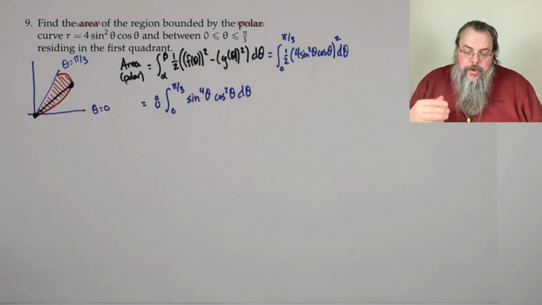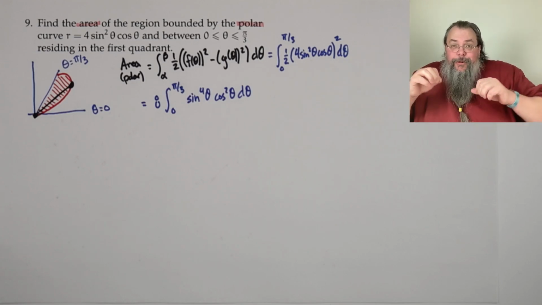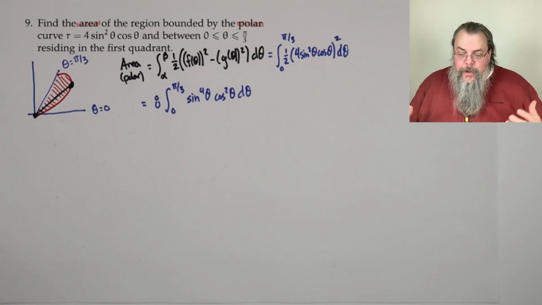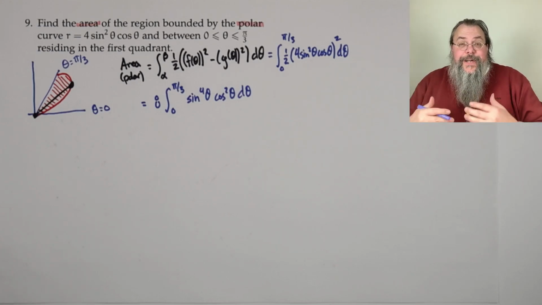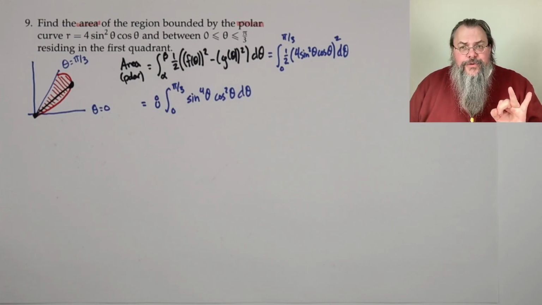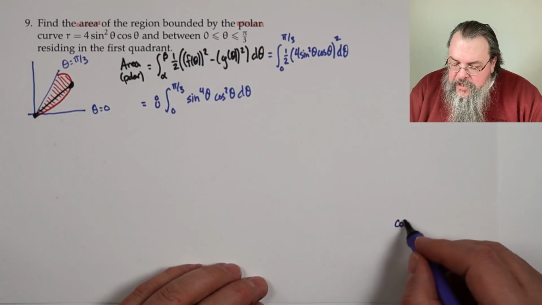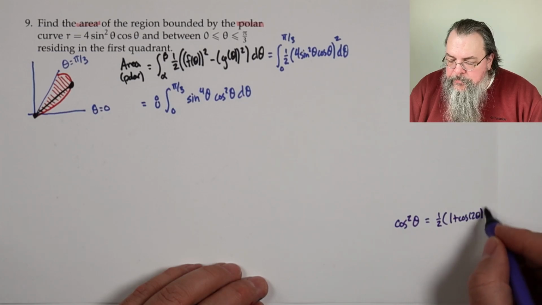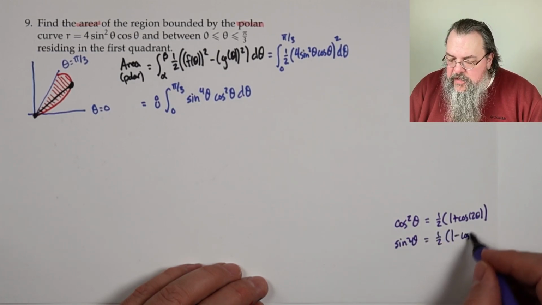What's going on? We have powers of sines and cosines, but unlike the last problem, where one of them was odd and we were off to the races, we don't have that here. Everything's even. But that's okay. We still have a plan. Let's look at our power reduction rules. All 3 of them. You're probably thinking, 3? I thought there were just 2. No, there's 3. Let's remind ourselves. Cosine squared theta is 1/2 times 1 plus cosine of 2 theta. Sine squared of theta is 1/2 times 1 minus cosine of 2 theta.